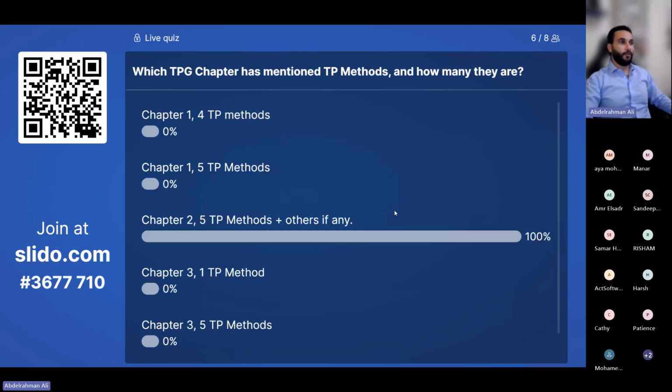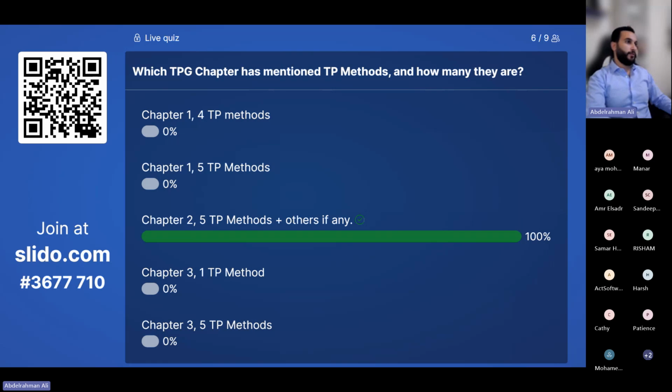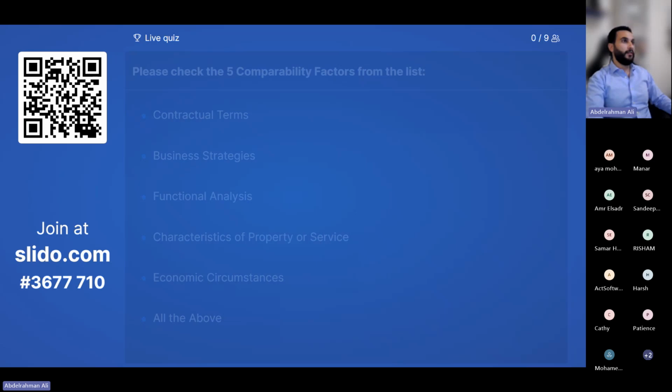All right, so that's almost 100% hit. That's good. The rating is good. Yeah, because if you have the chapter in your mind, it will facilitate your life. Trust me, because in the exam, you will not be able to memorize everything unless you're at an expert level. And if you're at an expert level, yeah, you will be able to memorize it. But if you're still trying to get yourself up to speed with international taxation and transfer pricing, it will take you some time. So yeah, chapter 2, 5 transfer pricing methods plus others. That's the right answer.